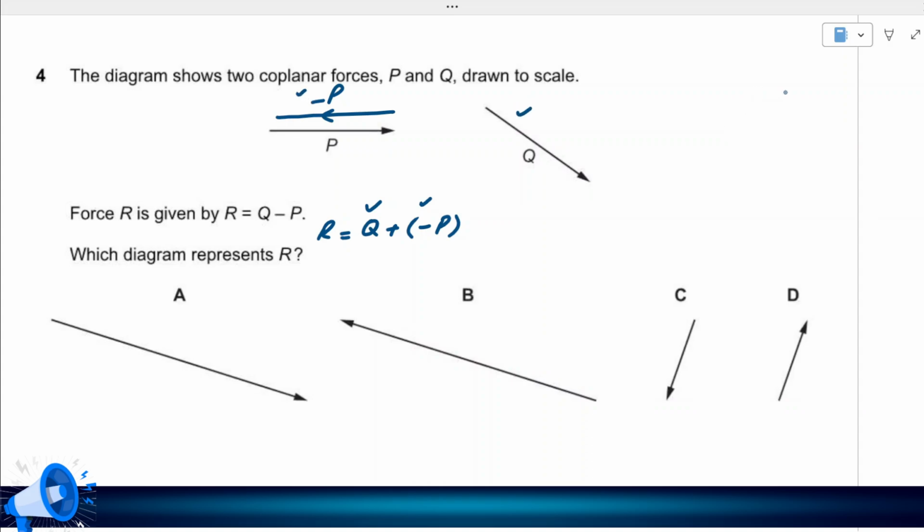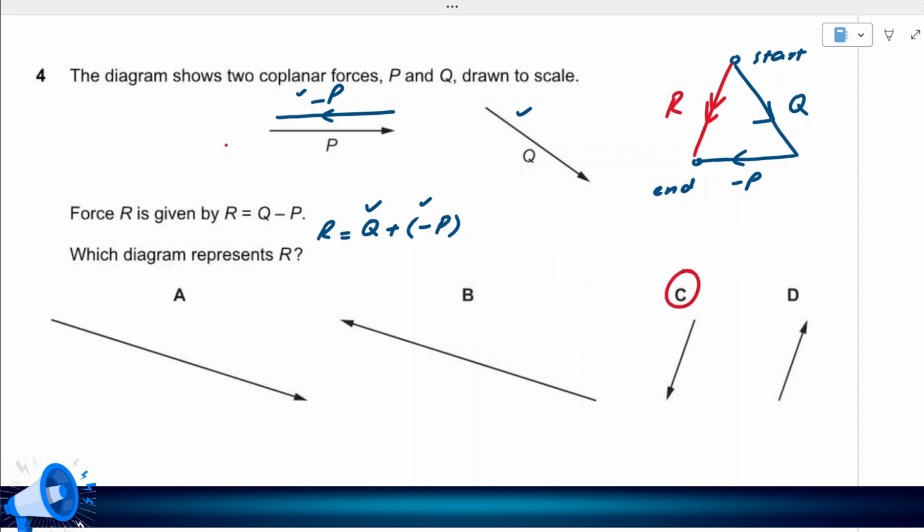So draw the first one. Let's say q is the first one. At the end of the first one, draw the second one, minus p. So I started from here and I'm ending over here. How do I draw the resultant? From the starting point towards the ending point, which in this case would look something like this. Option C.